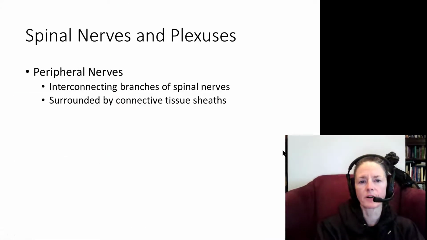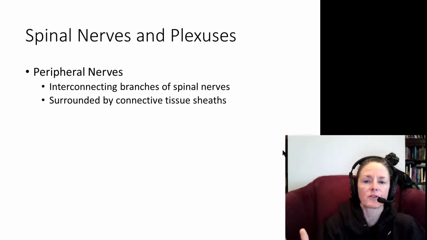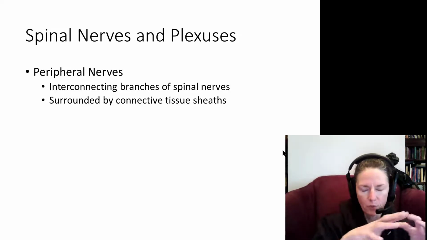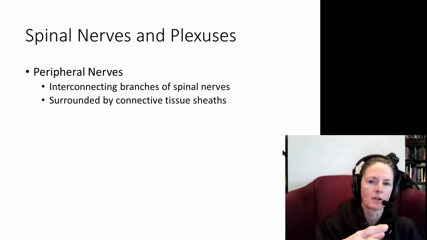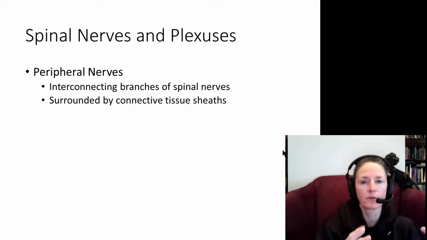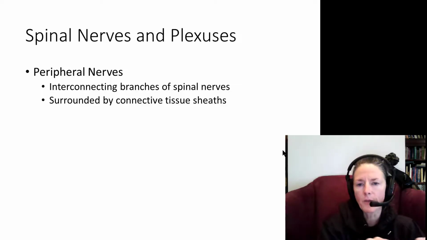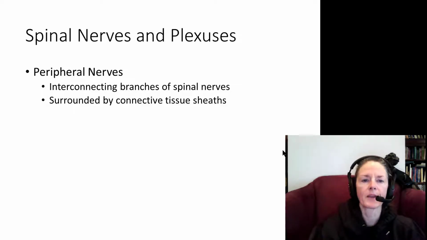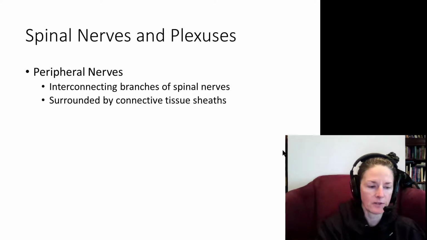All right, so the peripheral nerves are basically going to be spinal nerves. These are going to be branches of the spinal nerves. The spinal nerves, once they have exited the vertebral column, are now part of the peripheral nervous system. So the spinal nerves are part of the peripheral nervous system. They come off the spinal cord and they're going to come out through those intervertebral foramina. They're surrounded by this connective tissue sheath, and these are now considered part of the peripheral nervous system.